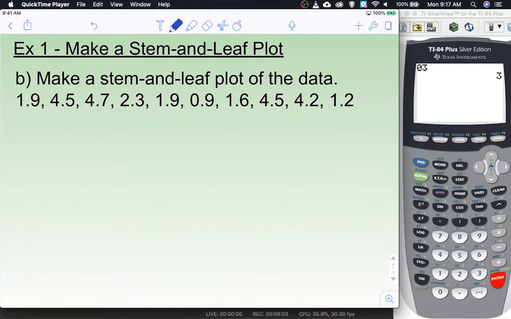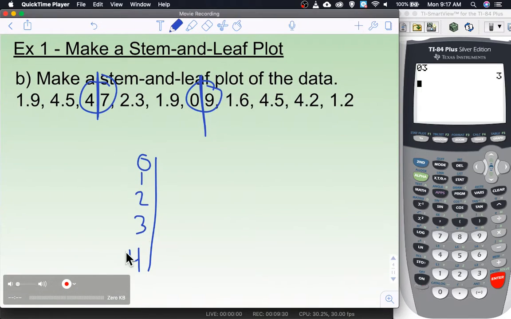Okay, make a stem and leaf plot from the data. Find your smallest number, find your largest number, and just like before, we're going to chop off that last digit. That last digit is going to be your leaf. So the stem part is going to be 0 to 4. 0, 1, 2, 3. You get all your values in between, just like we did before.